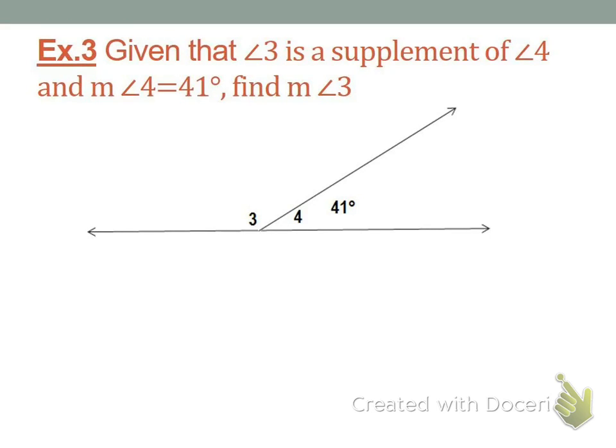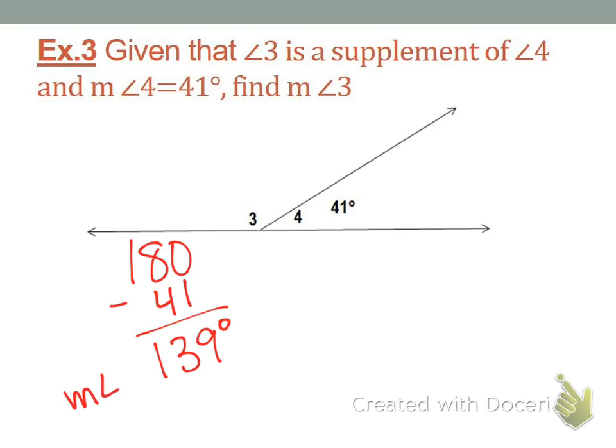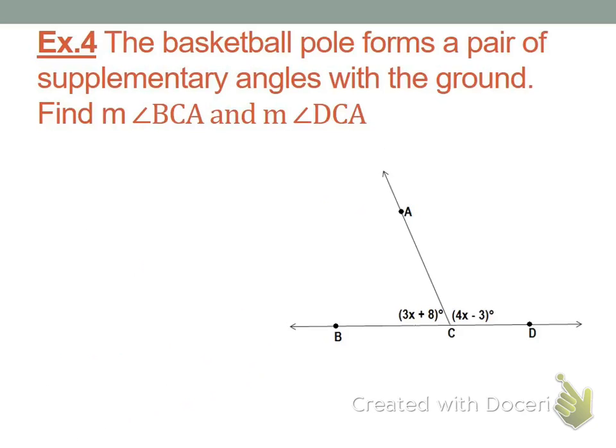Back to the problem, supplementary angles add up to 180, so in order to find the measure of angle 3, we have to subtract again. 180 minus 41 gives us 139 degrees for the measure of angle 3. Questions, concerns? Moving on.